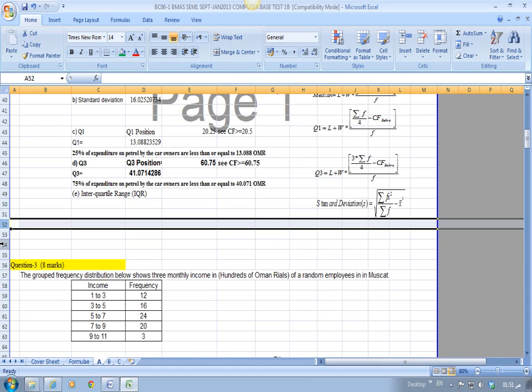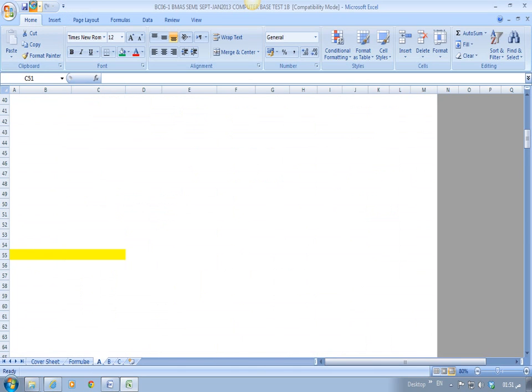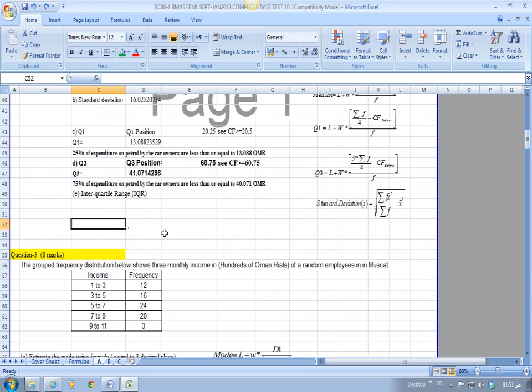If you did anything and then you want to retreat or undo it, there is up here undo. Like just now I inserted a row, I can make undo. Now the row will be cancelled.